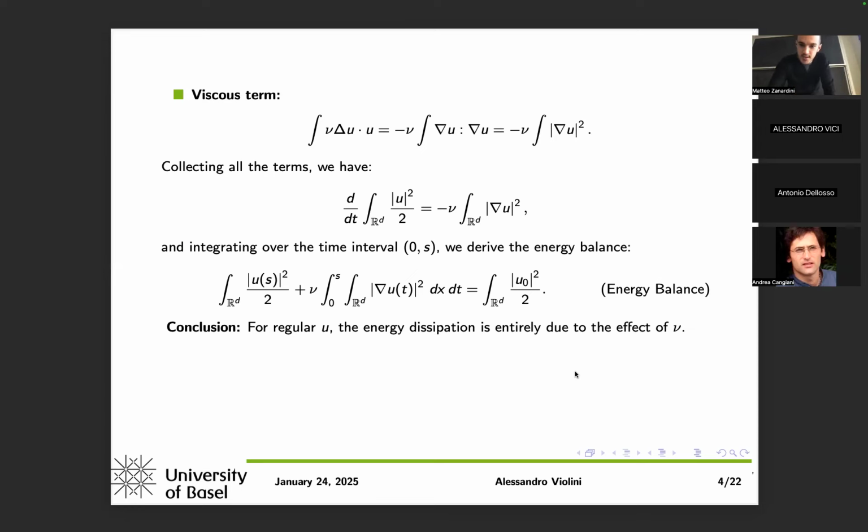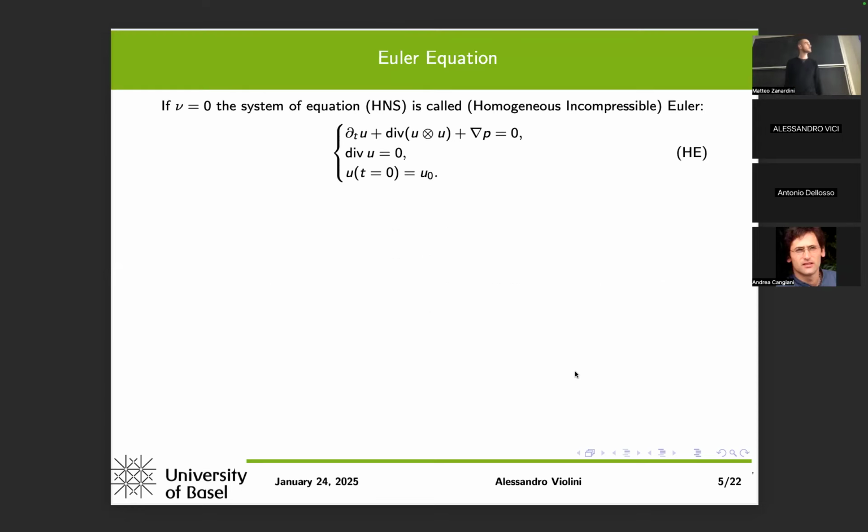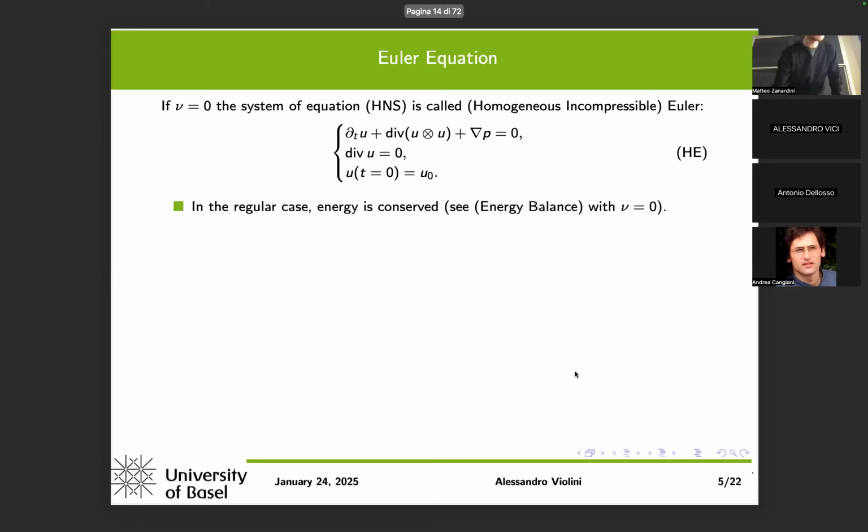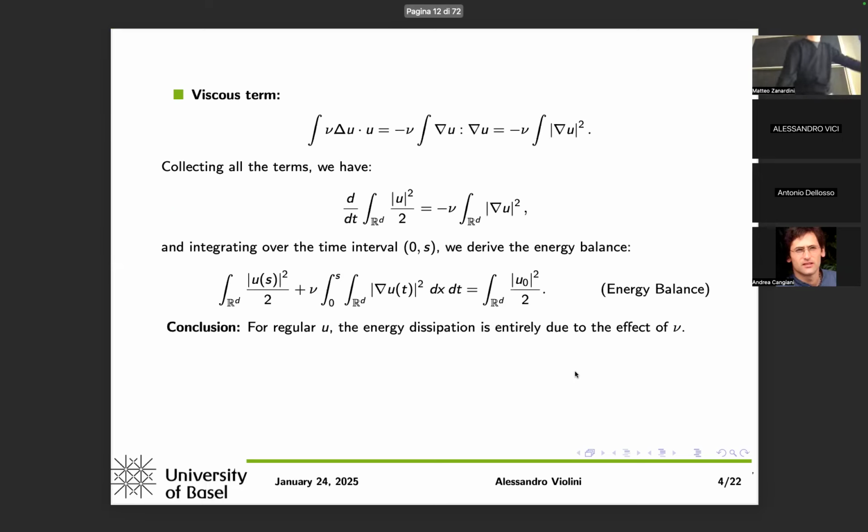Now, if I assume that this friction is 0, the previous system becomes the Euler equation, homogeneous incompressible Euler. That's why I write HE, because it's homogeneous. By homogeneous, I mean that this is just one fluid. And as we have seen before, in the regular case, the energy is conserved, because I can do the previous computations, and since the viscosity is 0, I just get the energy conservation. So since this is 0, I just get that this is equal to this, if the velocity field is regular.